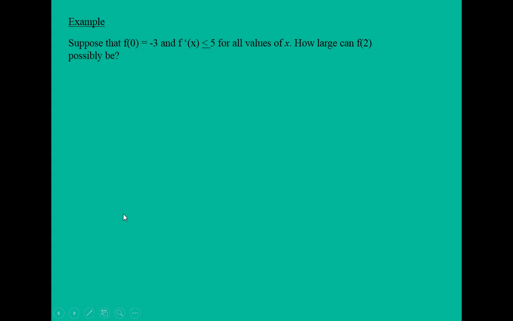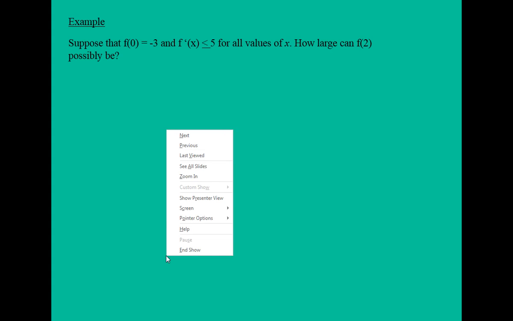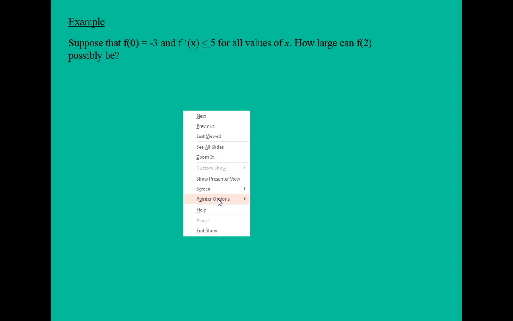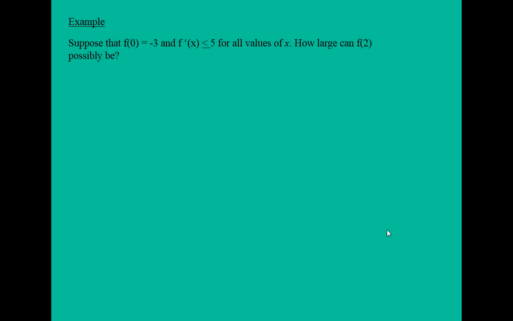Suppose that f of 0 equals -3 and f prime of x is less than or equal to 5 for all values of x. How large can f of 2 possibly be? When we're solving a problem like this, let's try to get an idea of just what it's asking us to find. So it says f of 0 equals -3. So if I draw a graph, we would have a point down here at 0, -3.